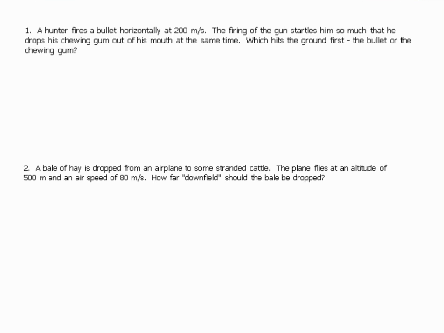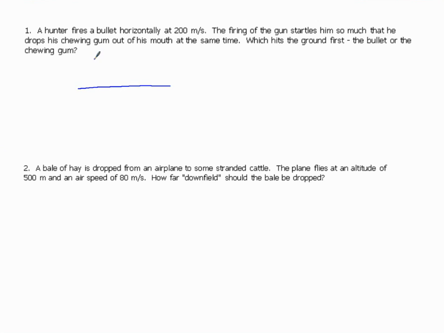So, some example problems. A hunter fires a bullet horizontally at 200 meters per second. The firing of the gun startles him so much that he drops his chewing gum out of his mouth at the same time. Which one hits the ground first, the bullet or the chewing gum? So really we're just going to draw a picture and write a sentence or two.